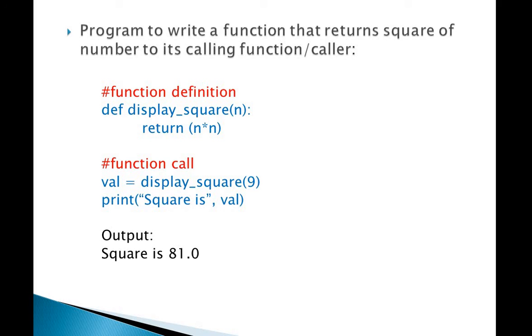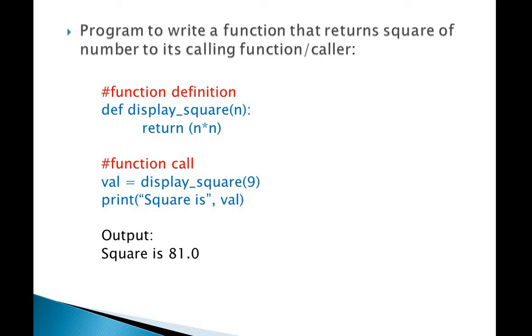This program computes the square of a number. The definition of the function is: def keyword, name of the function display_square. It accepts one parameter, and the function body contains a return statement. It returns one value, in the form of an expression. This expression contains the square of the number, n into n.